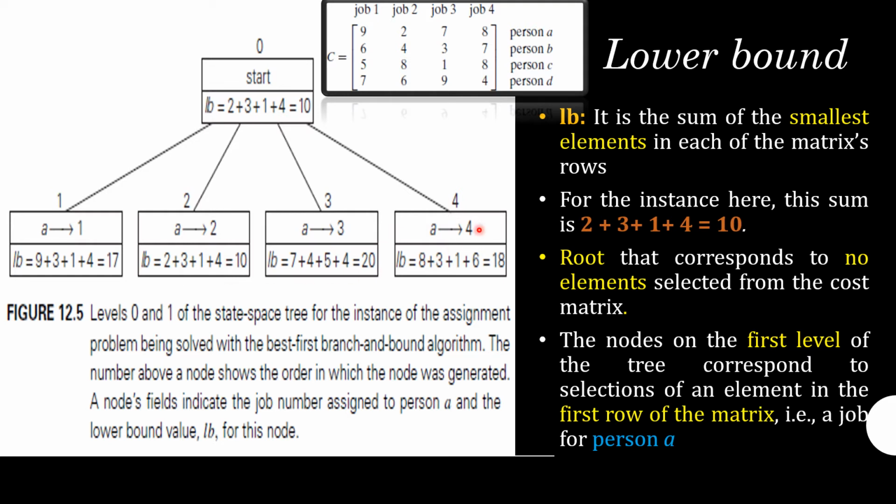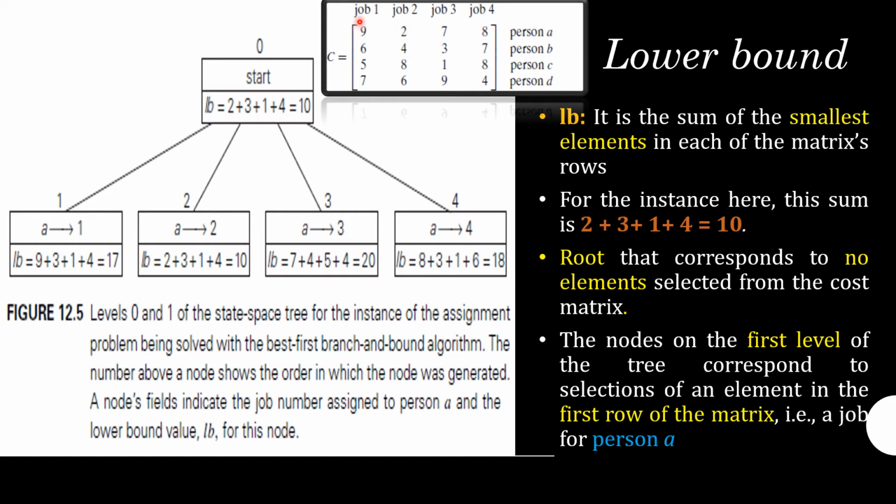So how to construct the first level of the tree? Obviously we need to assign a job to person A, because he is the first person. That last point tells about the construction of the next level of the tree. The nodes on the first level of the tree correspond to the selection of an element in the first row of the matrix, that is, a job for person A. So we have to select the element from the first row and assign these jobs to person A.